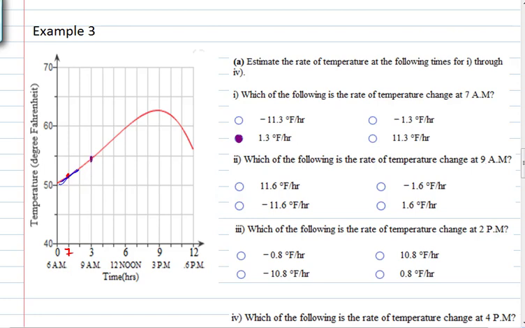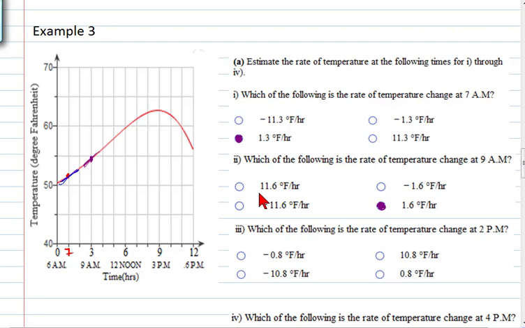Which of the following is the rate of temperature change at 9 a.m.? 9 a.m. is this point right here. Positive or negative? Big or little? It's still little. As a matter of fact, that tangent line looks to be about the same slope as that. It's just slightly different. I'm going to go with this one. That's 1.6 degrees per hour. At 9 a.m., I don't think the temperature is changing that much.